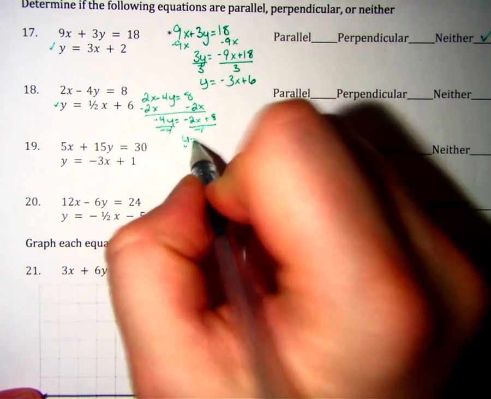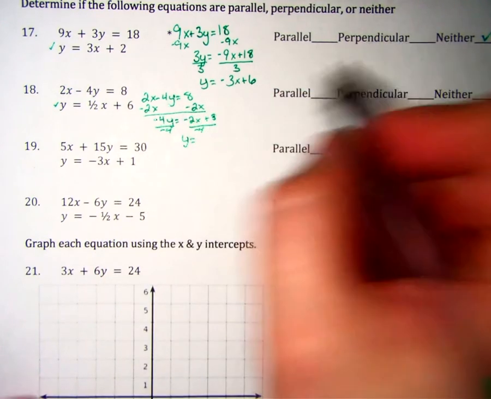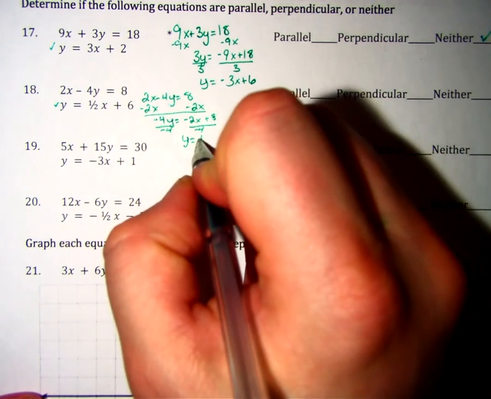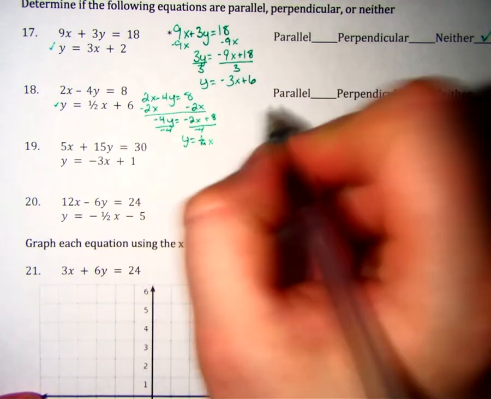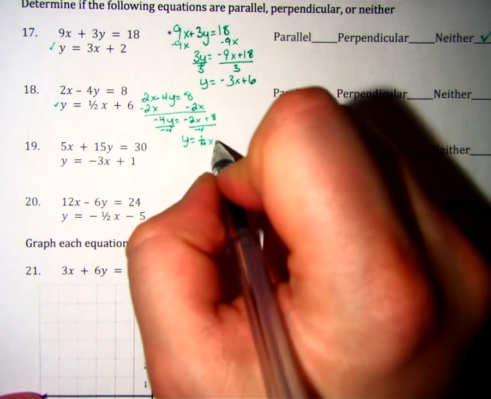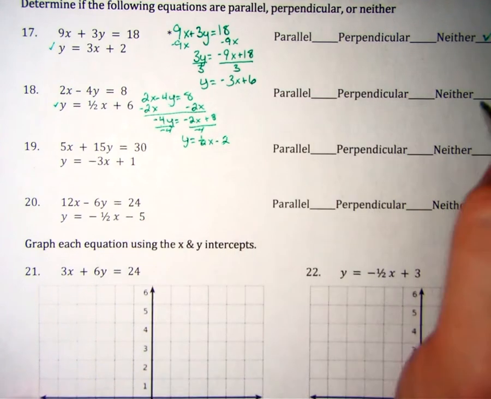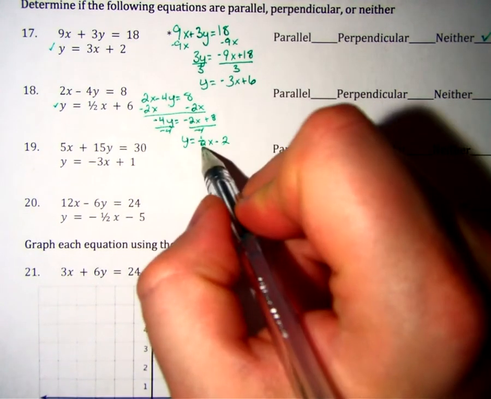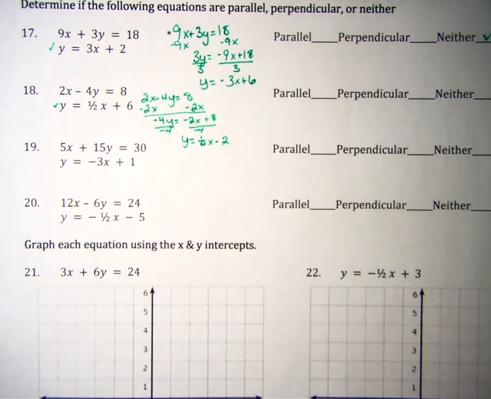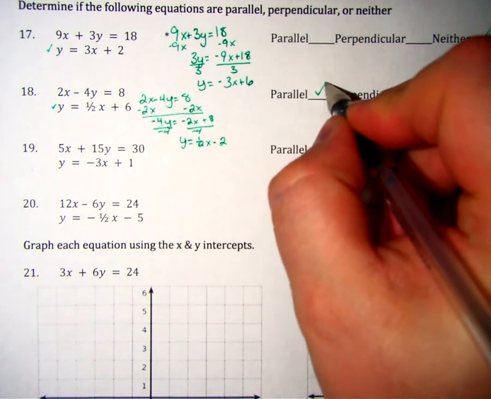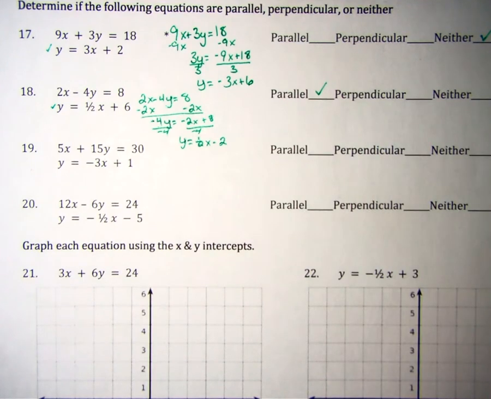y is equal to negative 2 divided by negative 4 is going to give us a positive 1/2 x. 8 divided by negative 4 is going to give us a negative 2. So now I have a positive 1/2 slope and a positive 1/2 slope. Since both of those have the same slope, we are dealing with parallel lines.